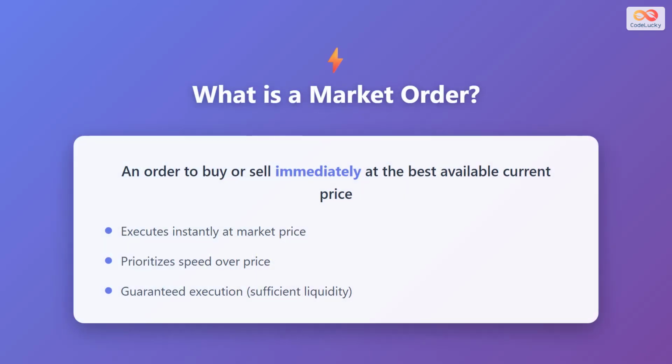A market order is the simplest type of order you can place. It's an instruction to buy or sell cryptocurrency immediately at the best available current price in the market. When you place a market order, you're telling the exchange that speed is your priority, not the exact price. The order executes instantly at whatever the current market price is. This means if there's enough liquidity available, your order is guaranteed to be filled. Market orders are perfect when you need to enter or exit a position quickly, and the current price is acceptable to you.